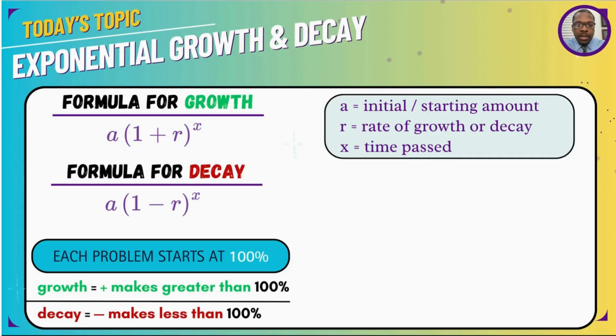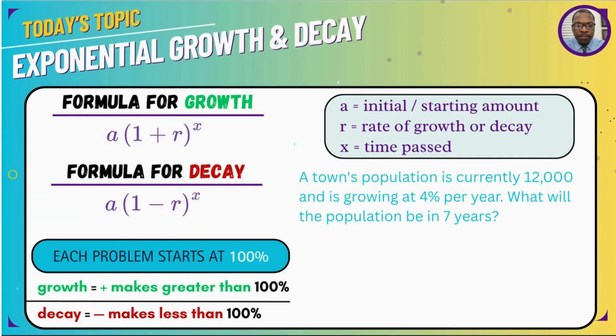All right, let's take a look at an example so we can see exactly what we're talking about here. So, a quick problem, I'll read it. A town's population is currently 12,000 and is growing at a 4% rate per year. What will be the population in 7 years? So easy peasy. All we have to do at this point is just set up the problem, make sure we put the right numbers in the right place. But we have to ask ourselves a question. Are we dealing with a growth problem? Are we dealing with decay?